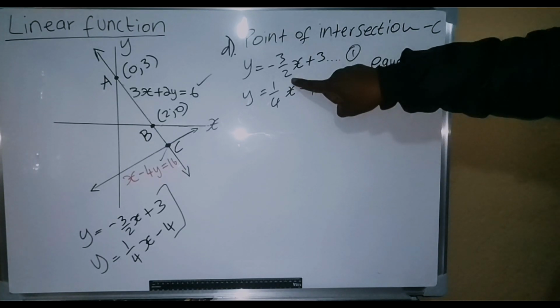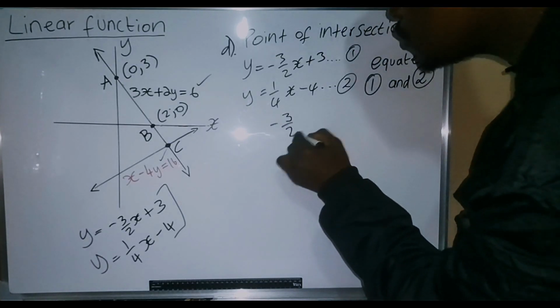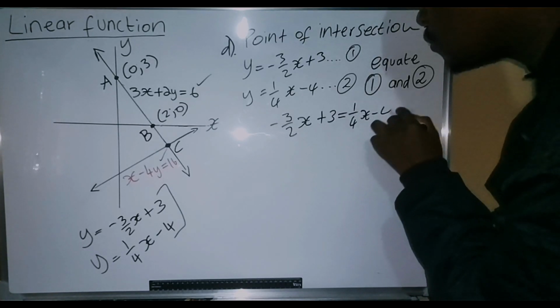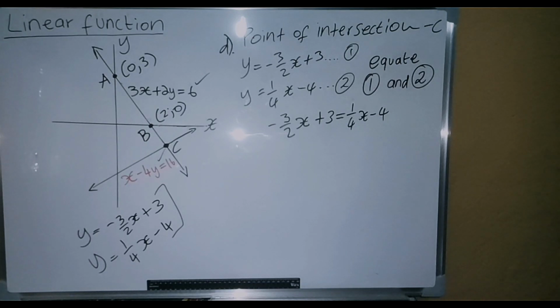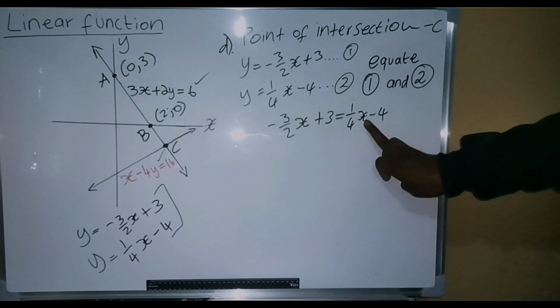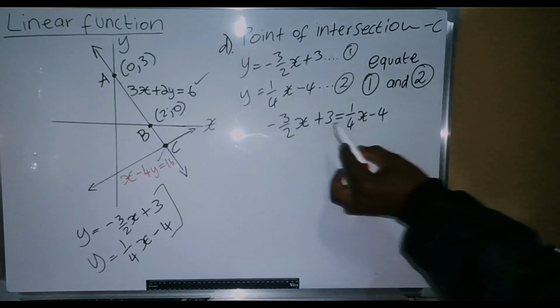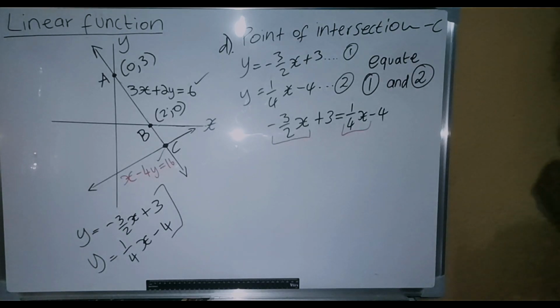So you equate negative 3 over 2 x plus 3 equal to 1 over 4 x minus 4. Solve for x. It's a linear equation in x, which means x must be on one side. Now, group your like terms. How do you group your like terms? This negative 3 over 2 x and 1 over 4 x, you group them on one side.